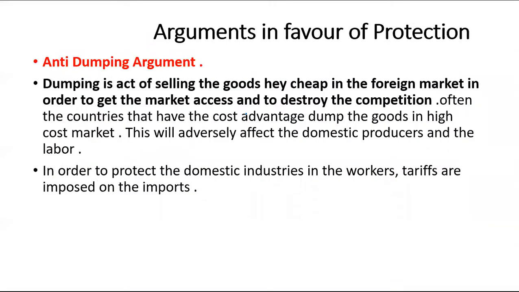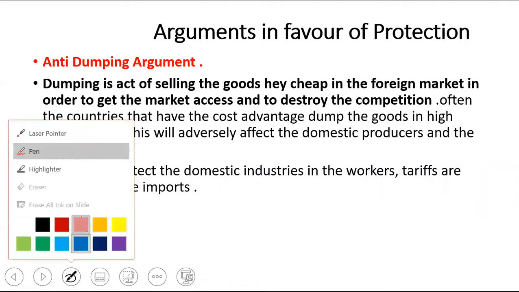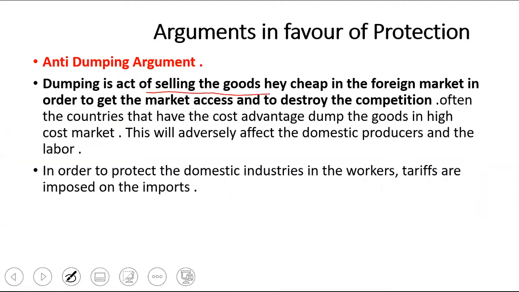Now another is anti-dumping. You must have heard of anti-dumping. What is dumping? It is given very clearly, look. Dumping is the act of selling goods cheap in a foreign market in order to get market access and to destroy the competition. A simple example of dumping: we say that China dumps the goods in the Indian market. Why do we say that? They are selling the goods at a cheaper rate.